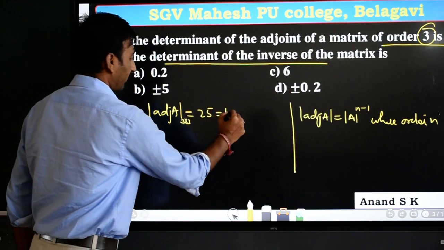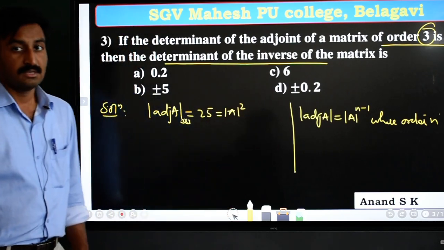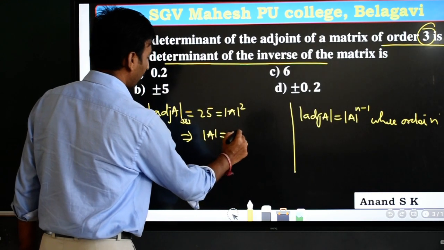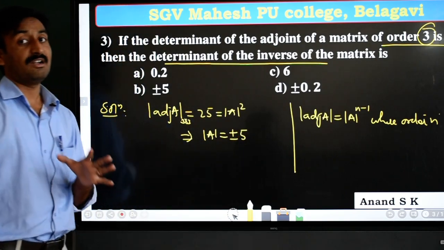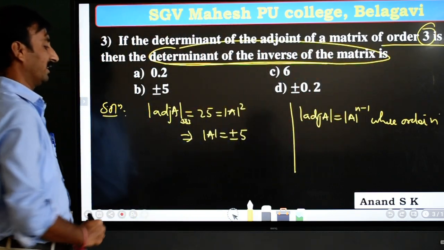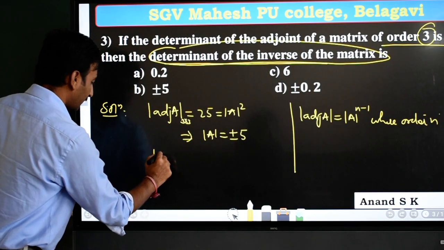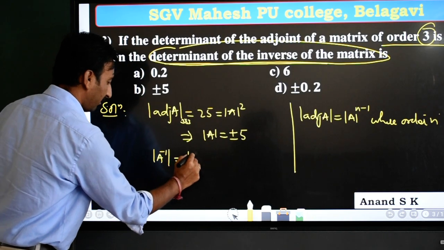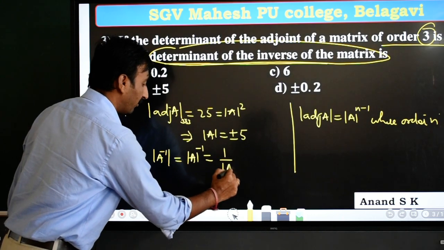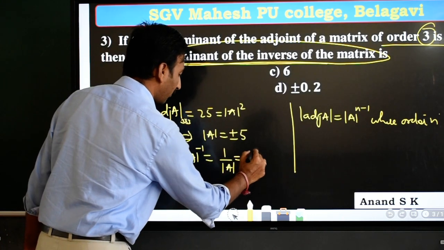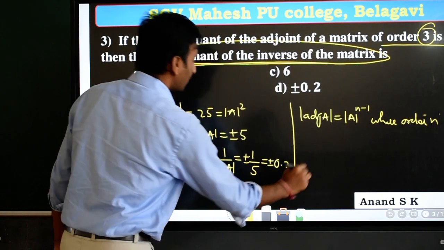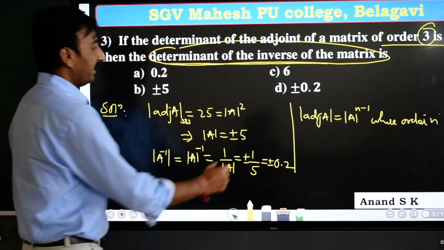Obviously I can say here it is determinant of A squared. What does it mean? Very clearly you can say that determinant of A value becomes plus or minus 5. After that, what is next? They are interested in the determinant of inverse of the matrix. What is determinant of inverse of the matrix? Determinant of A inverse, which is same as determinant of A raised to minus 1, which is same as 1 by determinant of A, and this is same as plus or minus 1 over 5, and this is same as plus or minus 0.2. So this is our answer D here.